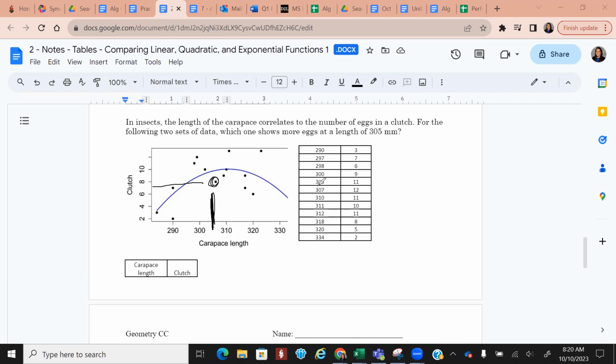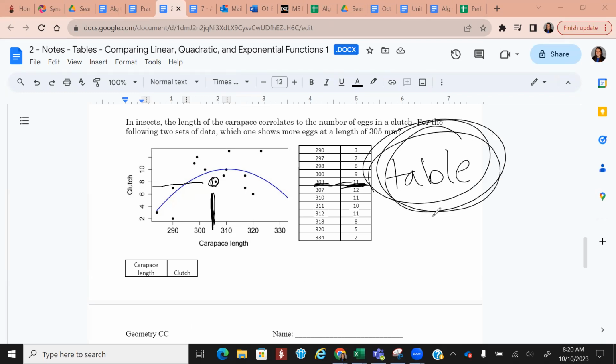Looking at our table, if we're at 305, what's our y value roughly? It's in between 11 and 12, right? Which one has more? The table. So table has more. So everybody see how that goes? Okay. Sometimes they'll ask you something simple like this. Sometimes it might be a little bit more advanced. Go ahead and flip over to the next page.